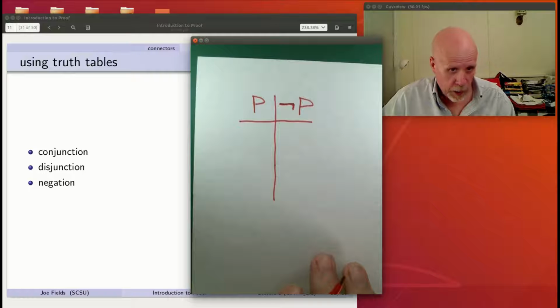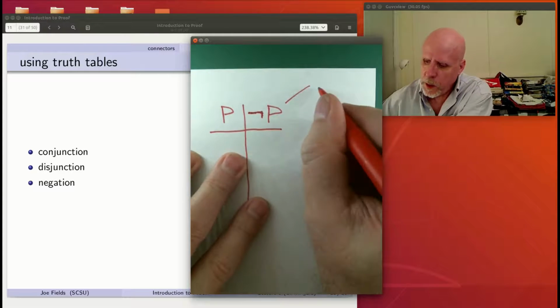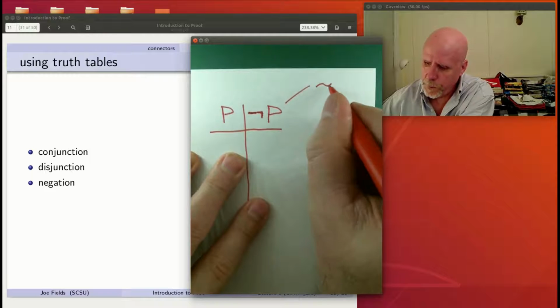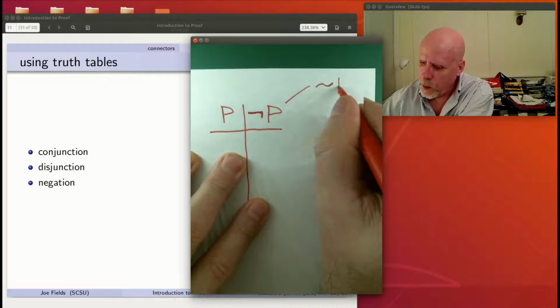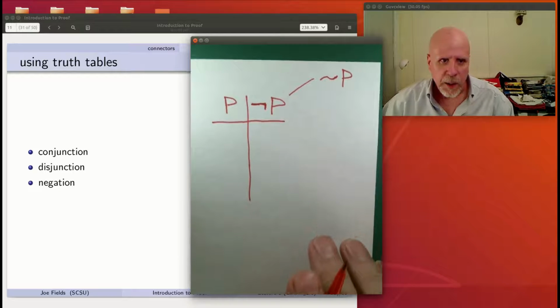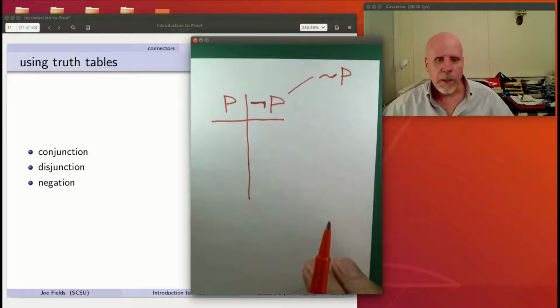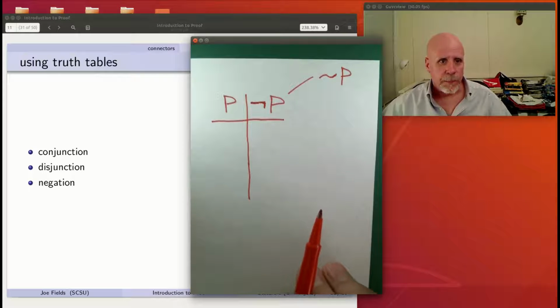Some people do not care for that symbol. An alternative you may see a lot is a tilde, a little squiggle thing, so "not P" like that. And I just said it, not P. This is the idea of giving exactly the opposite truth value that P did.